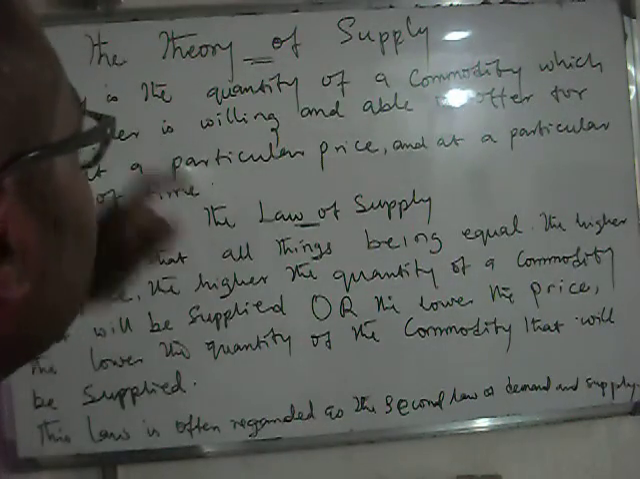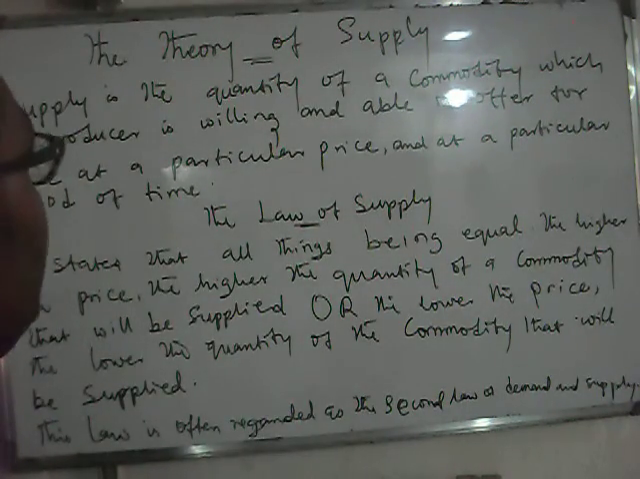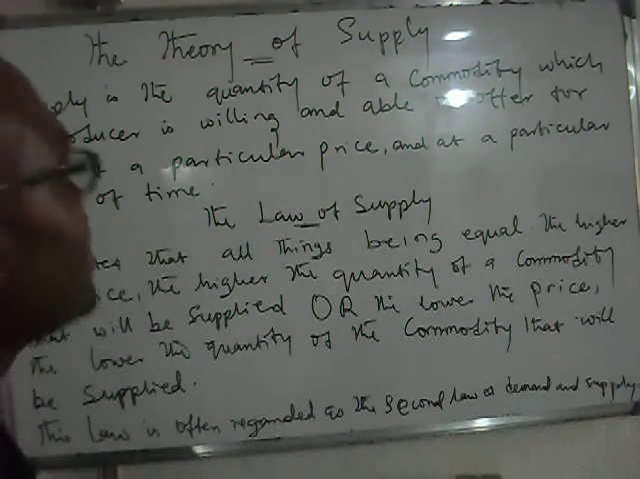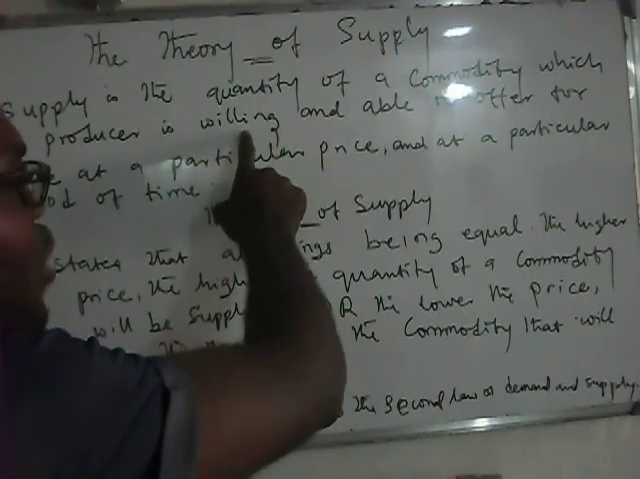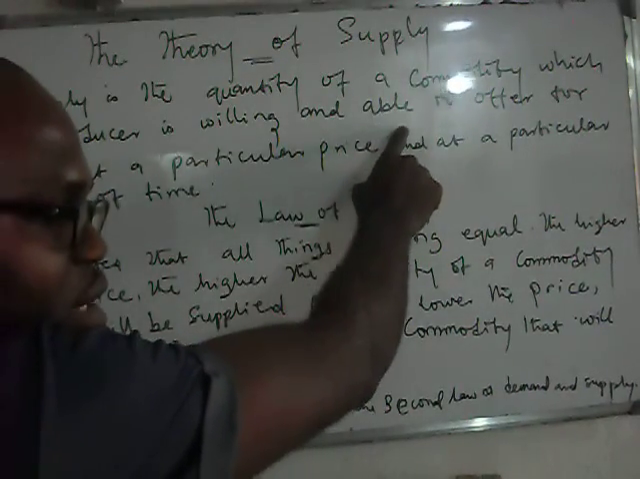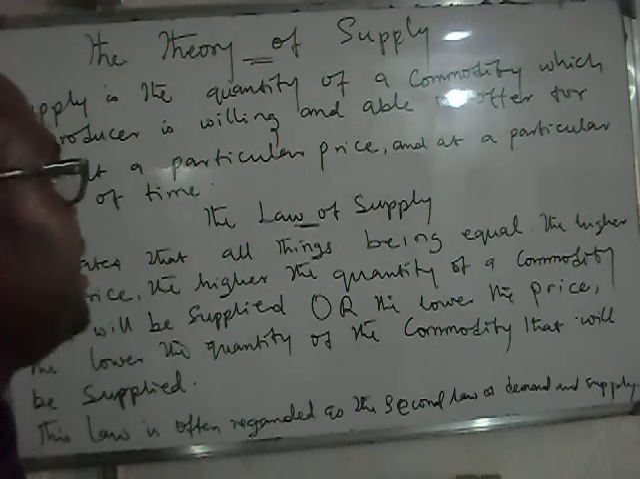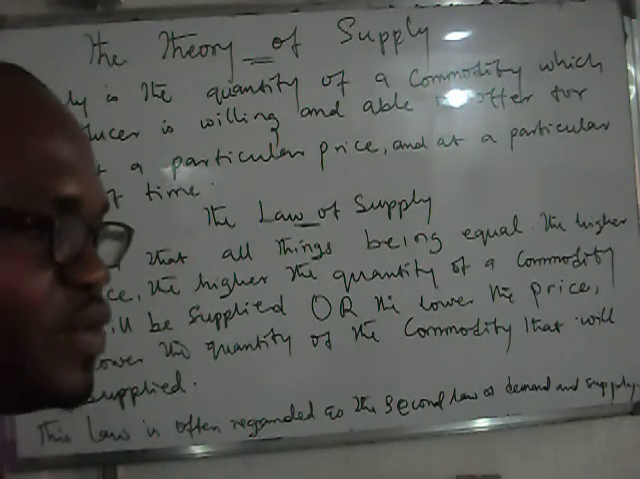What is supply? Supply is the quantity of a commodity which a producer is willing and able to offer. Not the one that he is just willing to offer, but the one that he is willing and able to offer for sale at a particular price and at a particular period of time. That is what supply is.